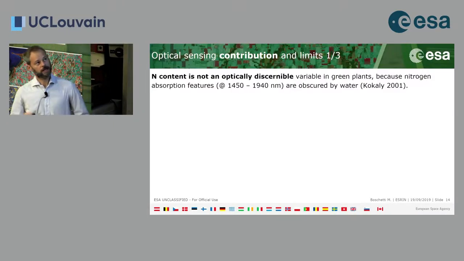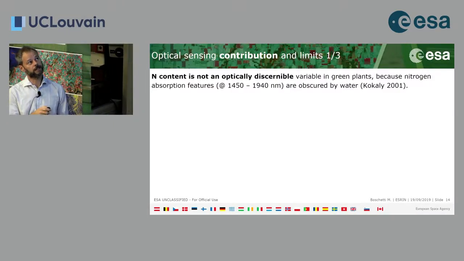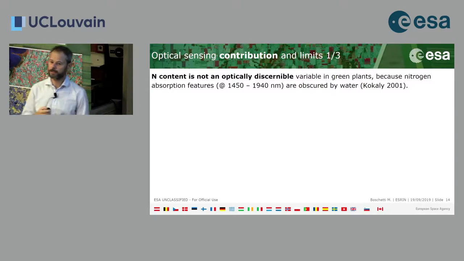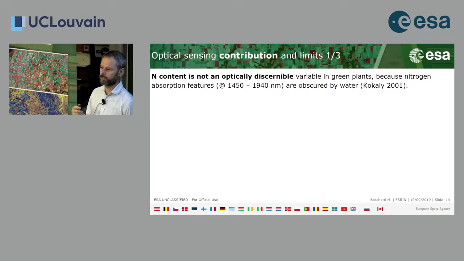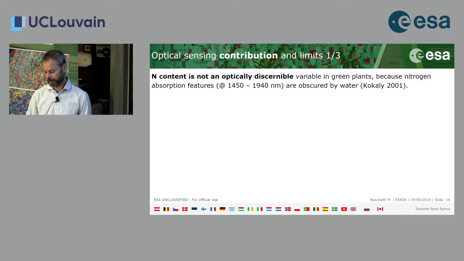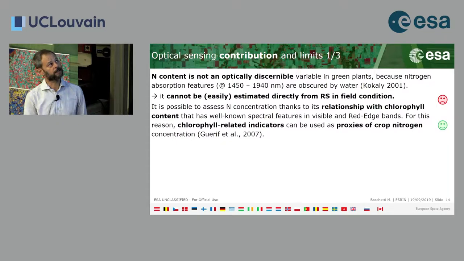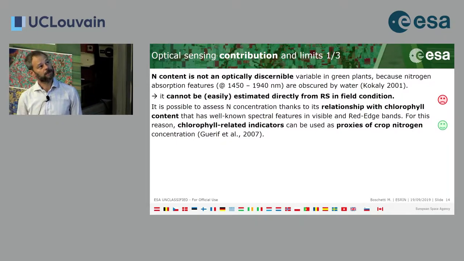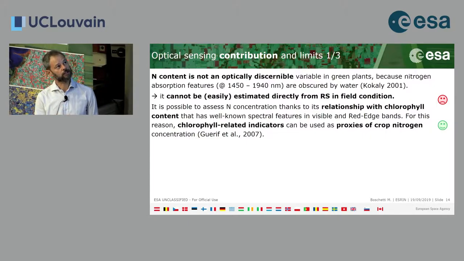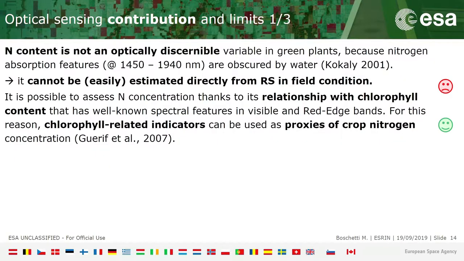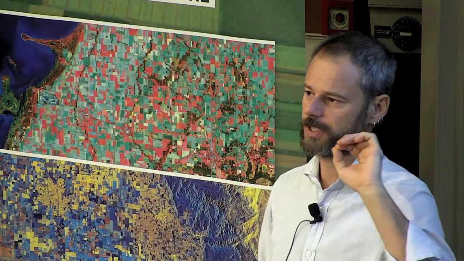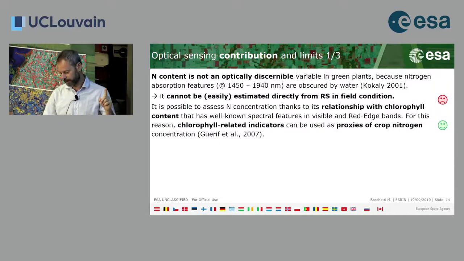Okay, so as I said before, nitrogen content is not optically discernible. And the reason is not that nitrogen doesn't have a spectral feature, but that they are obscured by water. So what we found is that it cannot be easily estimated directly, but has a nice relation with the chlorophyll content. So all chlorophyll-related indicators can be used as a proxy of nitrogen concentration. So the bad news is that we don't have a specific feature. Let's say, okay, if we assess this absorption feature, we get the nitrogen. But we have a really nice proxy that we can detect with optical data.